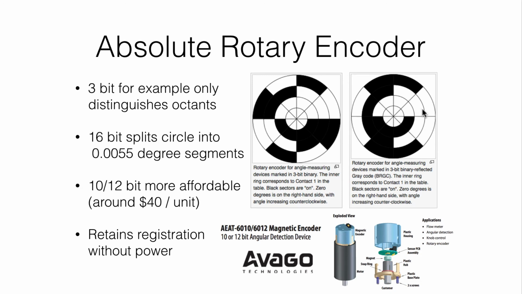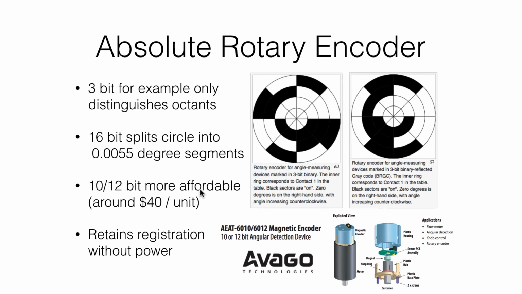So this 3-bit sample is an example only. You wouldn't use a 3-bit version because you'd probably want to detect more than 1/8 of a turn. But it's not uncommon to have encoders that go up to 16 bits. That would split the circle up into little tiny segments. 16 bits is going to be about 65,000 of them. So that's 5/1000ths of a degree. So very precise rotational position.